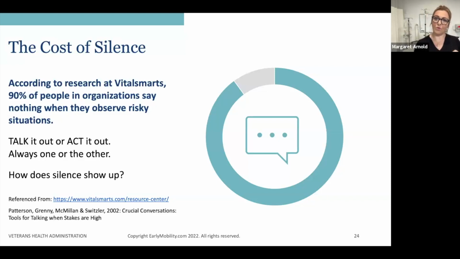We know that when we don't address things, people will talk it out or act it out. That is the cost of silence. It's always one or the other. The silence might show up in complaining about work, covering up things that we've done, talking about somebody that we didn't have the courage to talk to, or that they couldn't hear us because they go into violence or silence, and we can't figure out how to stay in that safety zone.